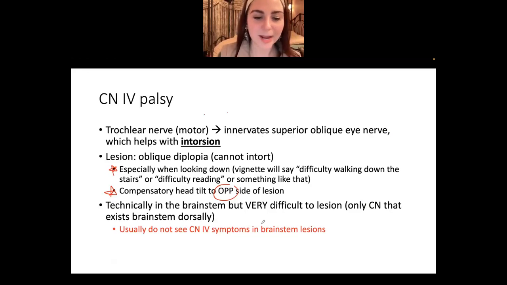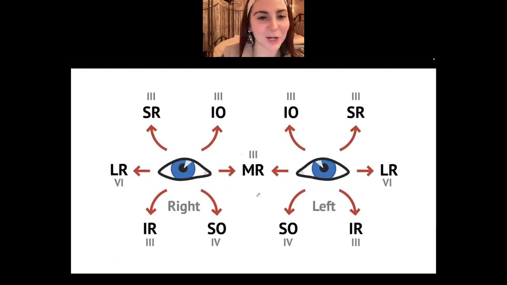But this is what it does. It does intorsion. It's relatively easy to notice on exams, but they're going to ask about the muscles, or they're going to ask about that head tilting, and that's how it gets a little tricky. And then this is just a summary slide showing all of the cranial nerves, what muscles of the eye they innervate, and what its function is.